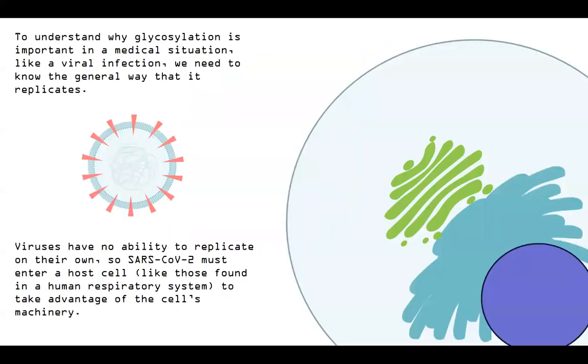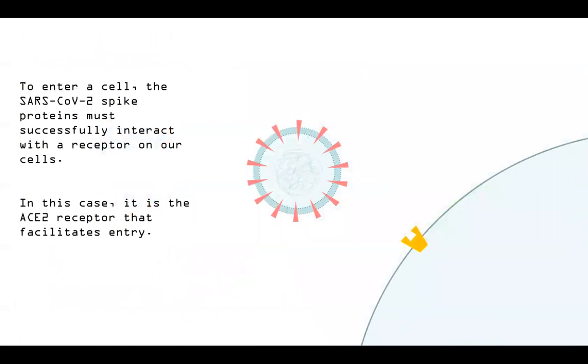To understand a little more about how this relates to the Golgi apparatus and glycosylation, we need to know more about how viruses replicate in general. Viruses have no ability to replicate on their own. So SARS-CoV-2 must enter a host cell, like those found in a human respiratory system, to take advantage of the cell's machinery. So again, now we're just looking at the way that a virus replicates. We'll start out with how it gets into a cell.